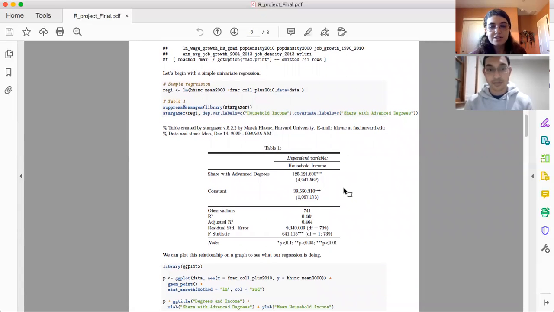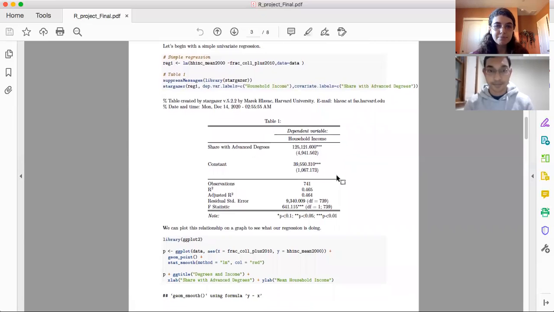And you can see that there is a very strong positive correlation between the household income and the share of people in that tract with an advanced degree. So basically what this is saying is that if nobody in a certain county or tract had an advanced degree, this would be the mean household income of that area. And if 100% of people had an advanced degree, this would be the mean household income that you could expect, or that we would predict.